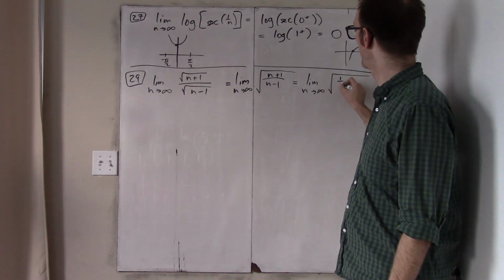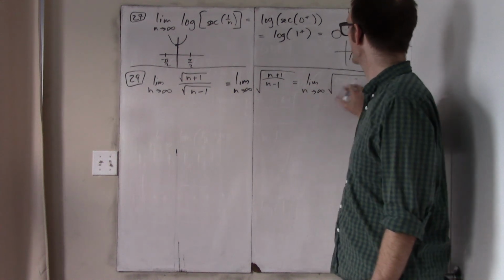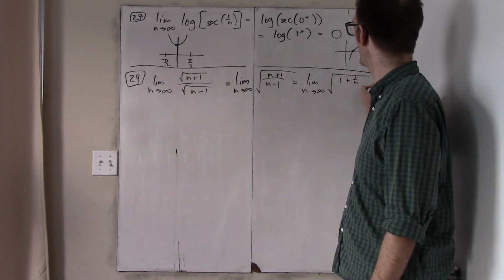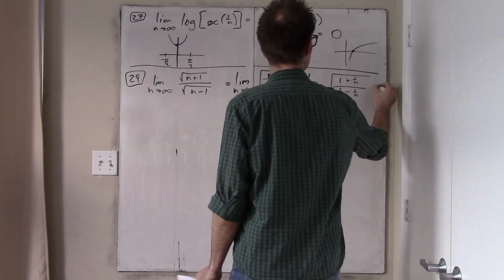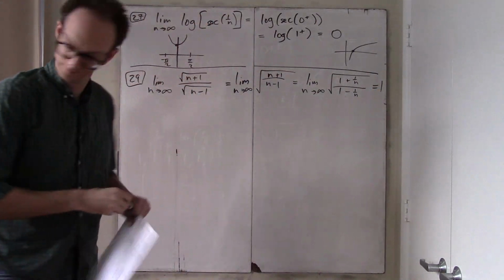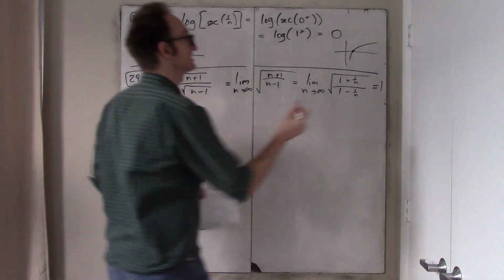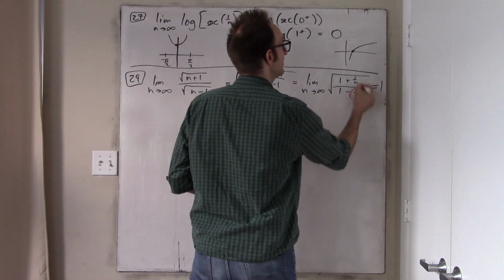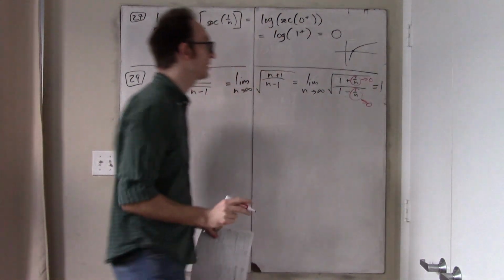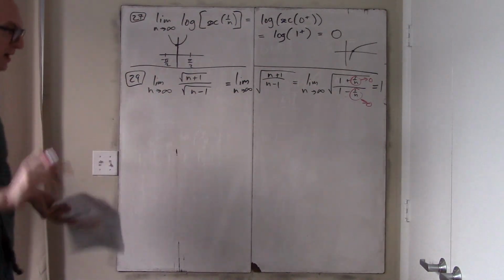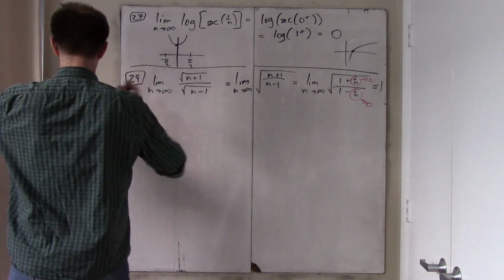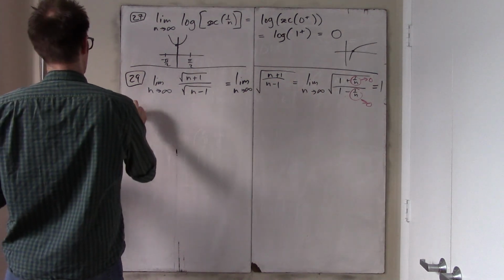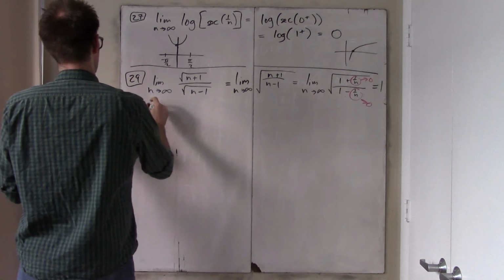So that would give you 1 plus 1 over n over 1 minus 1 over n. And so since this is going to 0 and this is going to 0, you get something that looks kind of like 1 over 1. That's 1. Square root of 1 is 1. So okay, done. And for 30, it's pretty much the same thing.